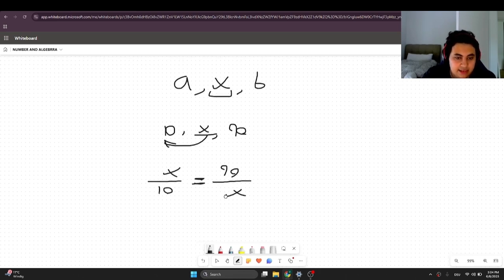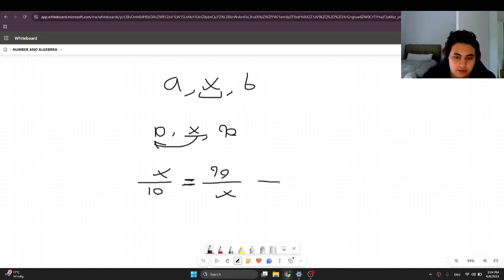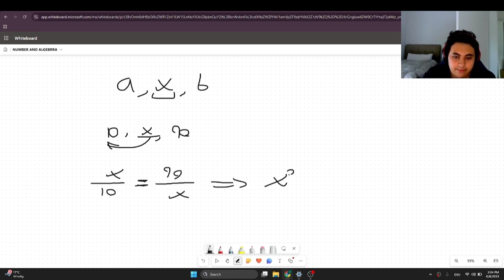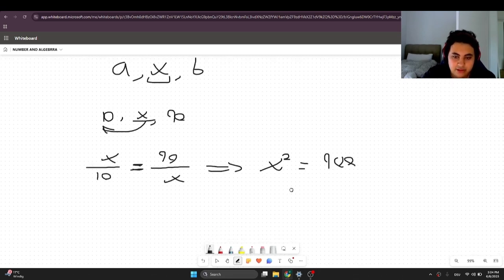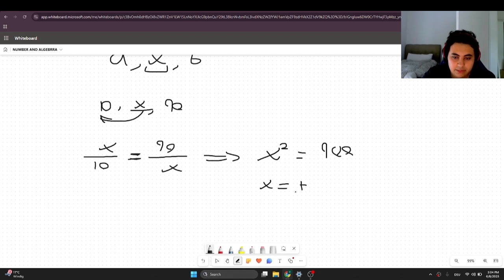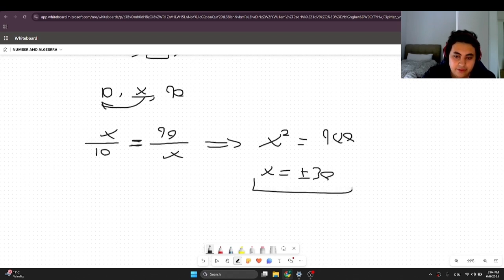So since I have this, I can just solve for x, right? I can cross multiply. So I'll have x squared equals 10 times 90, which is 900, right? And then take the square root. That's going to be x equals plus or minus 30. Yes, and there are 2 solutions. There are in fact 2 solutions. That means that there are 2 geometric sequences in this case that we're envisioning, so to say.